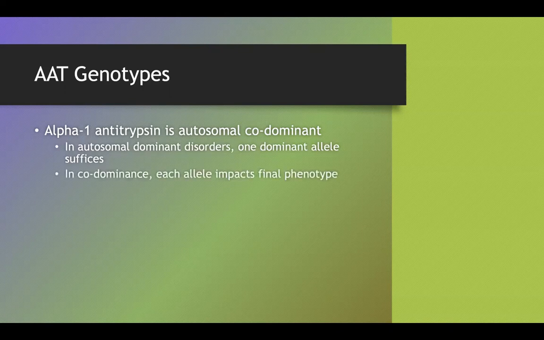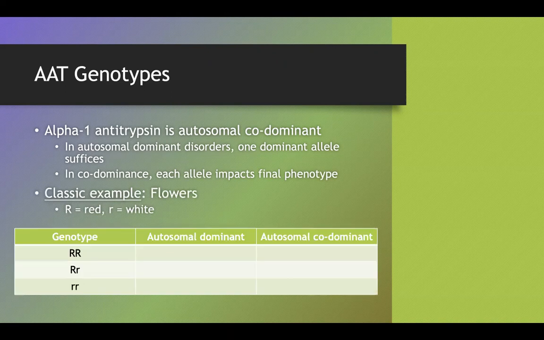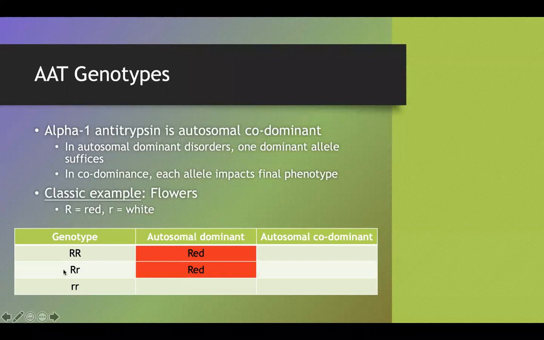However, in autosomal codominance, like we see in alpha-1 antitrypsin, each allele will impact the final phenotype. The classic example that I remember learning about in undergrad is if we take flowers and assume that a big R will create the phenotype red, and if you have multiple little r's, you'll create the white phenotype. In autosomal dominant disorders, more of our classic Mendelian genetics, as long as you have at least one of these big R's, your phenotype will still be red. Like I said, this second big R is redundant to the phenotype. And if you have both little r's, that's the only way, as with autosomal recessive, your phenotype will actually be the one this allele provides.